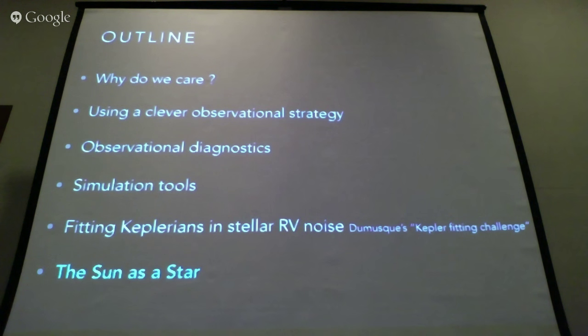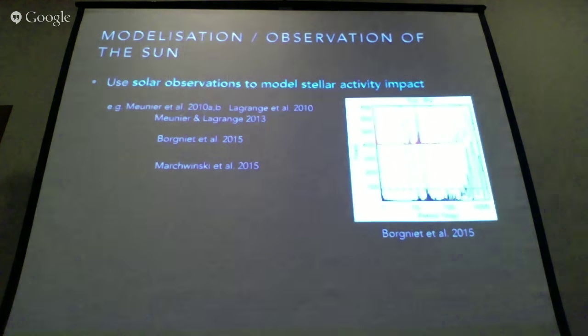I will finish quickly with the sun as a star, because I think it's an important point for what is going to happen soon. There was a Grenoble group that used solar observations to model the stellar activity impact. Several papers by Lagrange and the last one by their student Simon Borgniet, shown here, simulated the solar data with a technique to augment the plages, the spots, and also the convective blueshift that is suppressed in the spots. And when they analyze the data, they recover the rotational period and its first harmonics in the data set.